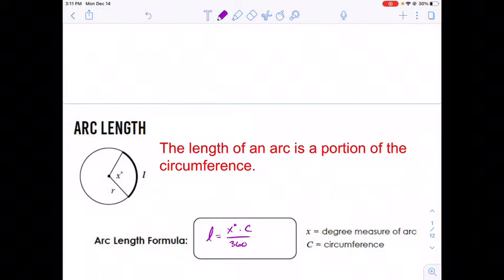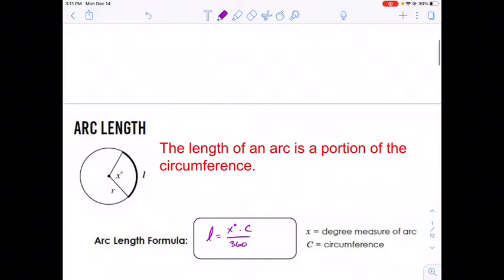And so we use this letter L to represent our length. The X is the central angle, which is also the arc measure. So when you hear the measure of the arc, that's going to be the angles. How many degrees is it? And then we have the radius.